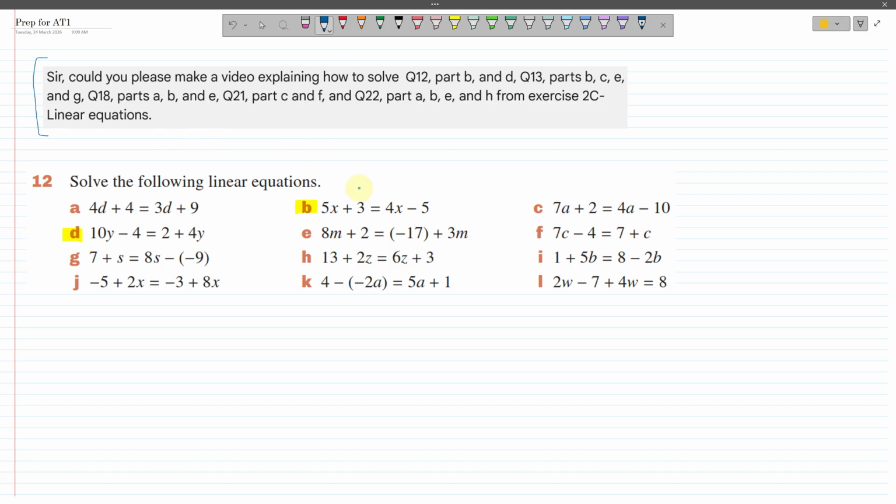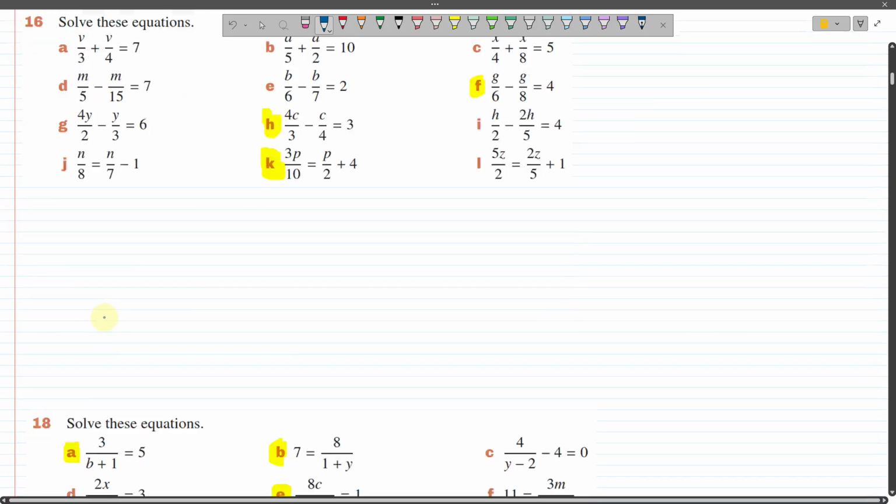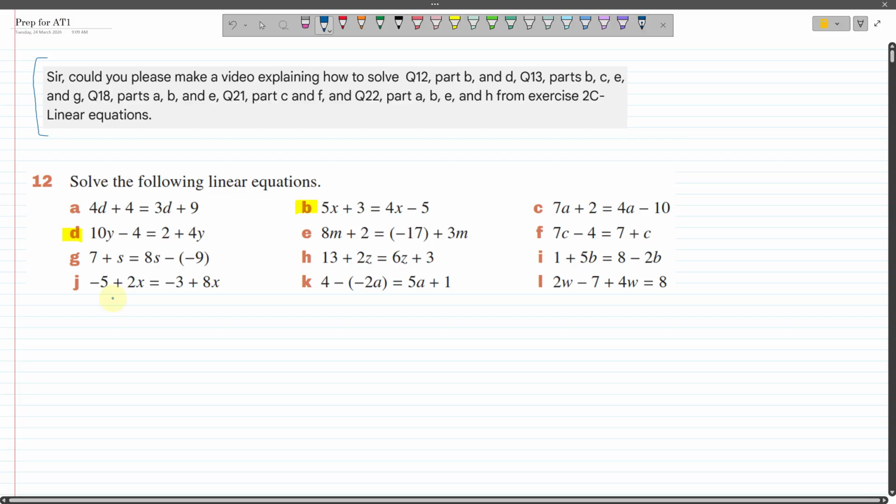Okay, solve the following linear equations. So I'm going to go through it a little quickly as compared to class because first of all I've got a lot of stuff to get through, but also because you can pause and rewatch the video. Okay, so let's get started.